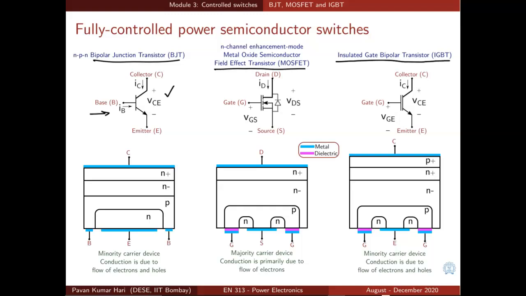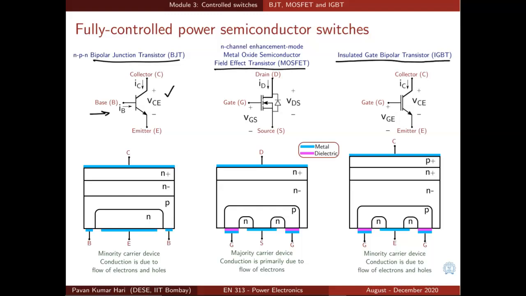And MOSFETs, there are different kinds of MOSFETs. There are enhancement mode and depletion mode. The enhancement mode MOSFETs are normally off MOSFETs, which are used in power electronic circuits. And there are N-channel MOSFETs and P-channel MOSFETs. Again, in power electronic circuits, the actual type of MOSFET that is used is an N-channel enhancement mode metal oxide semiconductor field effect transistor, N-channel MOSFET.